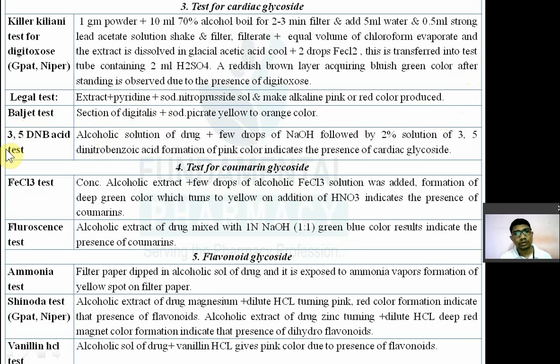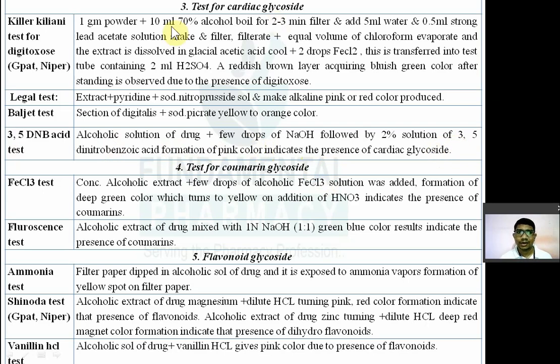Now the fourth test is nothing but the 3,5-dinitrobenzoic acid test. So take an alcoholic solution of your drug, add a few drops of sodium hydroxide followed by a 2% solution of 3,5-dinitrobenzoic acid. You will get a pink color, and that is due to the presence of cardiac glycoside.